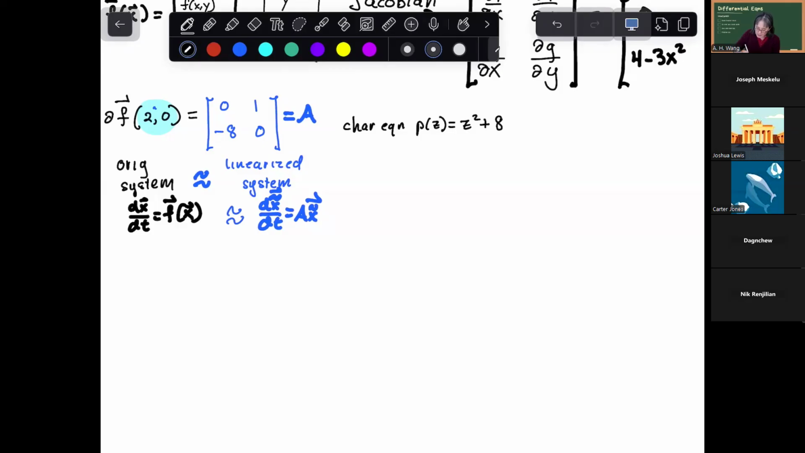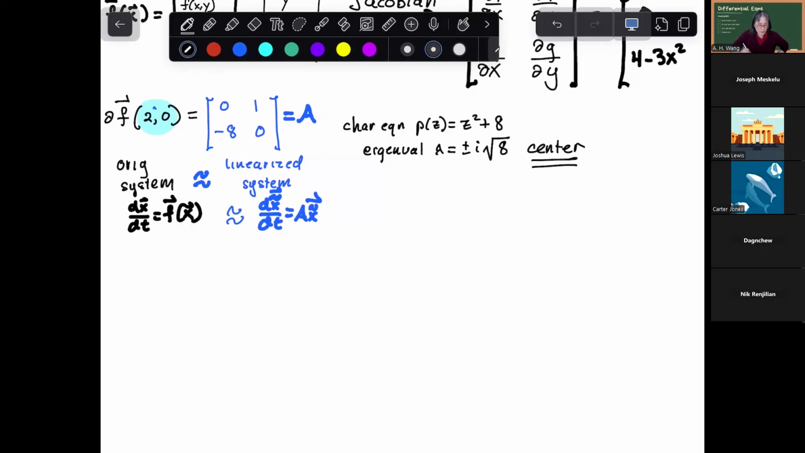So does everybody see that the eigenvalues are going to be what? Plus or minus i square root of 8, which is plus or minus 2 root 2 i. Plus or minus 2 square root 2 i. Exactly. All right, so when you have that and it's pure imaginary, then you have a center.